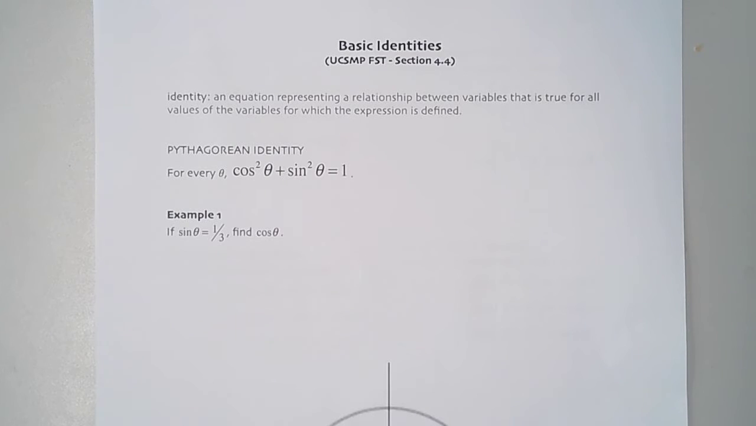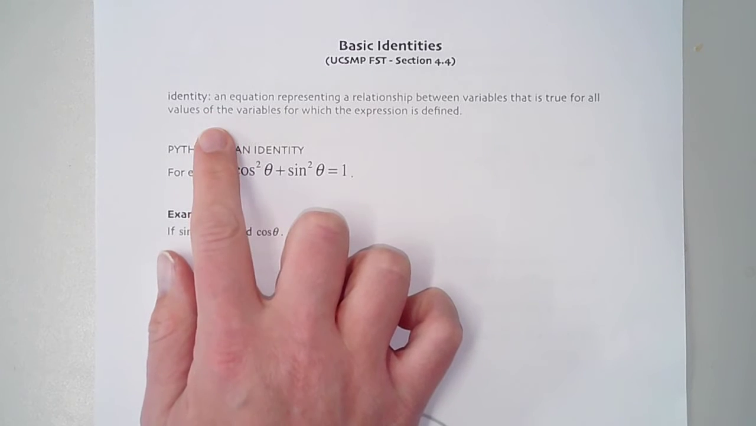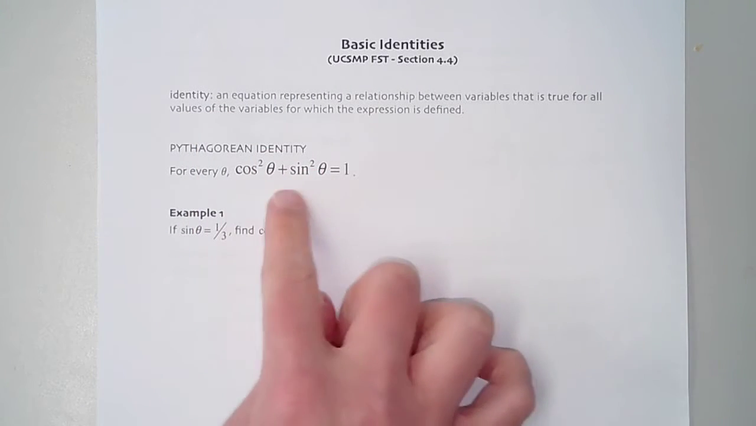Hi everyone. So the next section we are looking at in our trig chapter is basic identities. This is section 4.4 in Algebra 2a. And so I'm going to pause for a second and let you get down the definition of identity, and then we're going to kind of talk through this first identity.